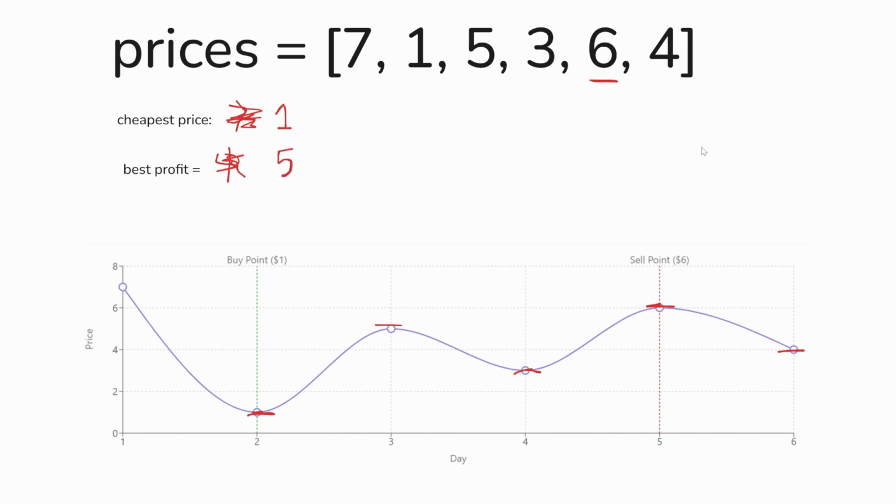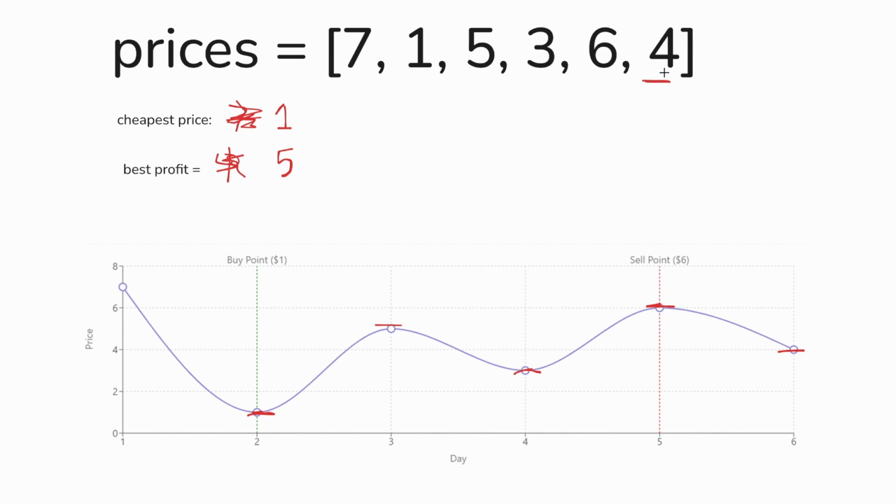Cool. And then last but not least, we're going to go to the last day, which is day 6, and we're going to ask ourselves, what is the cheapest price that we've seen? The cheapest price still stands at $1 because 4 is a greater price than the $1 value that we've seen. And we're going to say, okay, what if we were to sell today? We're going to still ask ourselves the same question.